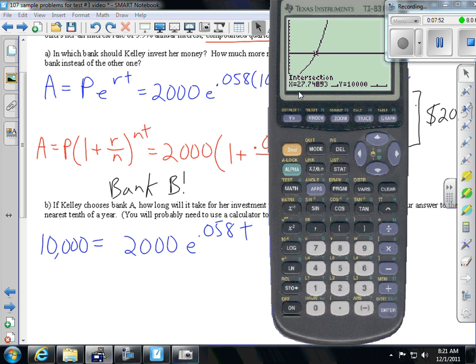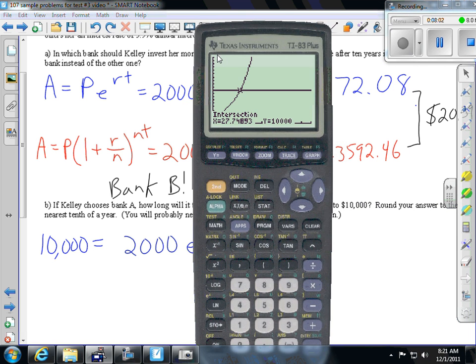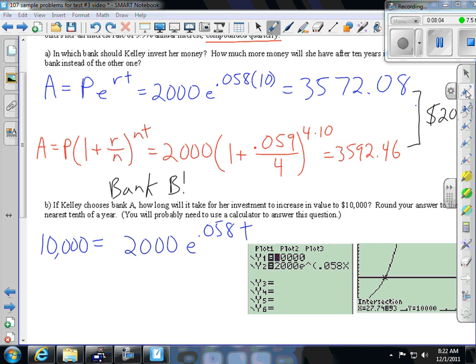So apparently it's going to take 27.74893 years. So rounded to the nearest tenth, 27.7 years. We'll take a screenshot of this. And so just putting those two screenshots together, we'll put our answer: t equals 27.7 years.